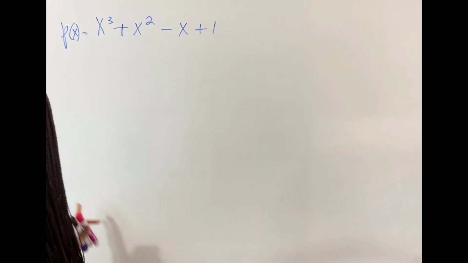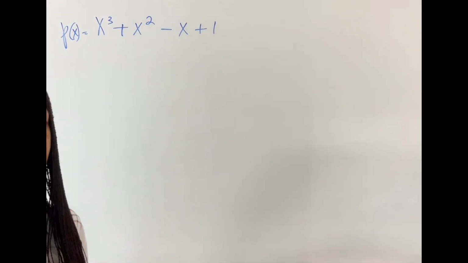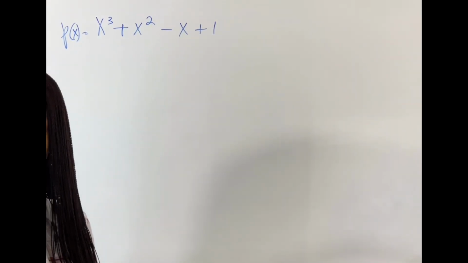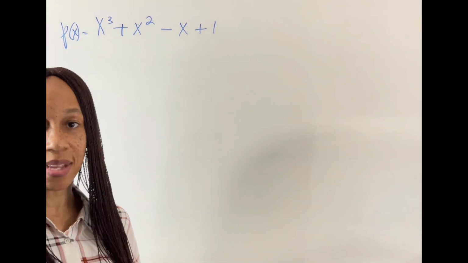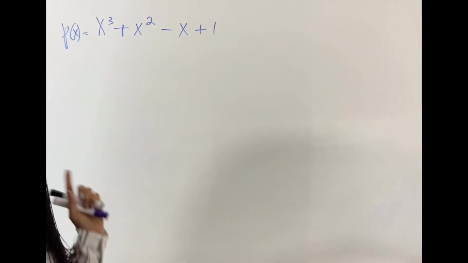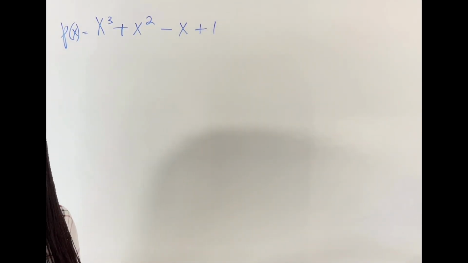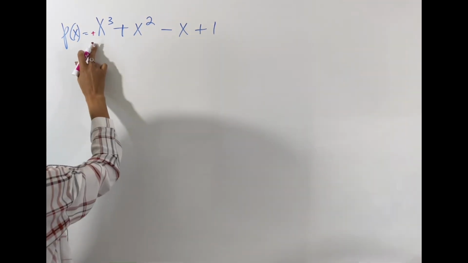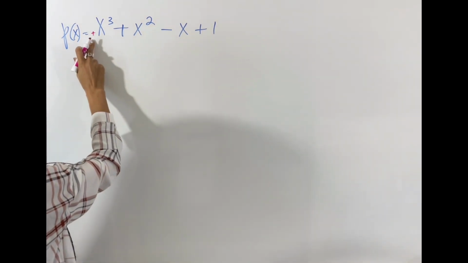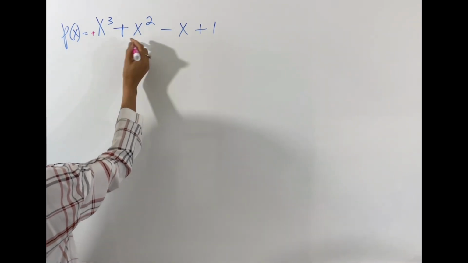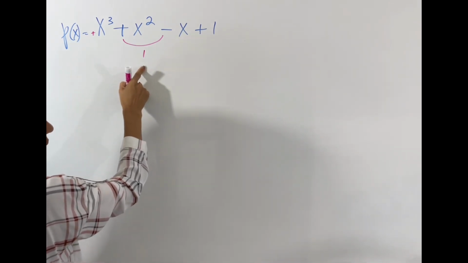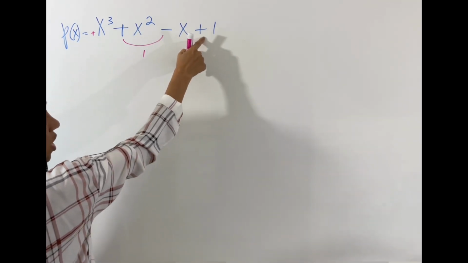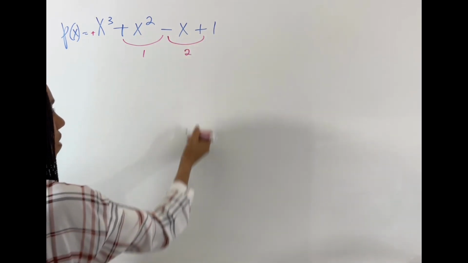So if we're given this polynomial, p of x is equal to x to the third power plus x to the second power minus x plus 1, and we need to apply the Descartes Rule of Signs to this, we are going to look at this polynomial and determine the number of variations that we have in signs. We will have a positive sign here, and this is moving to a positive, so that is no variation. But moving from a positive to a negative, this is one variation in sign. And then moving from a negative to the next term, which is positive, this is a second variation in sign.